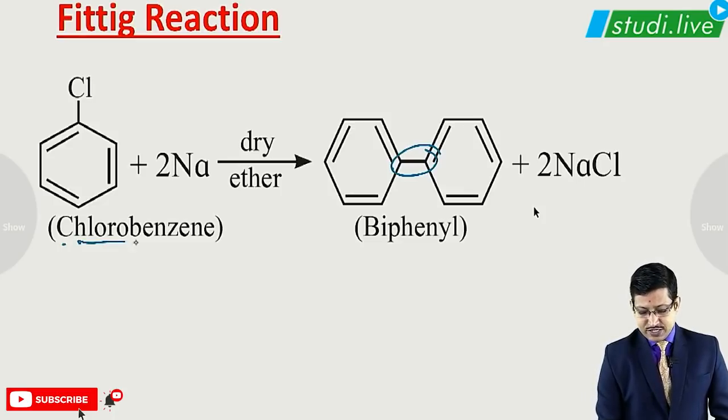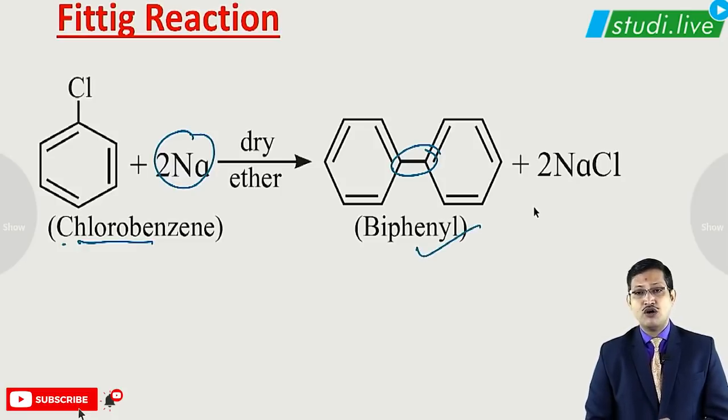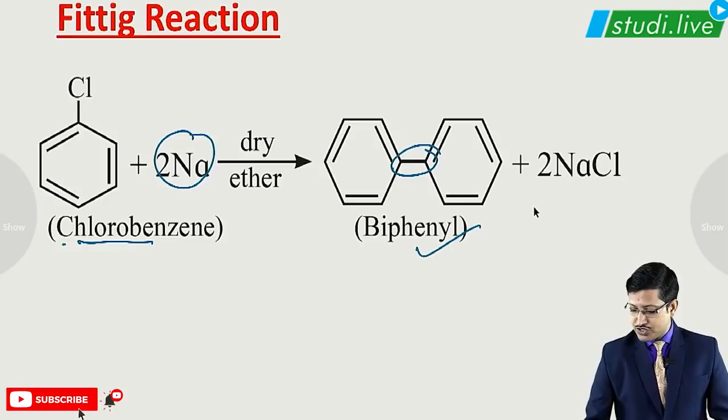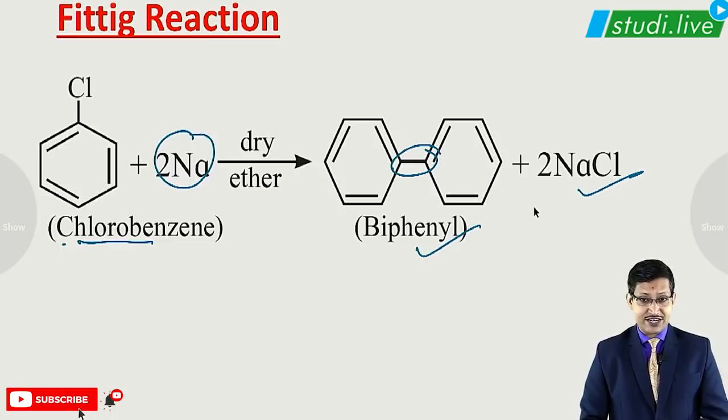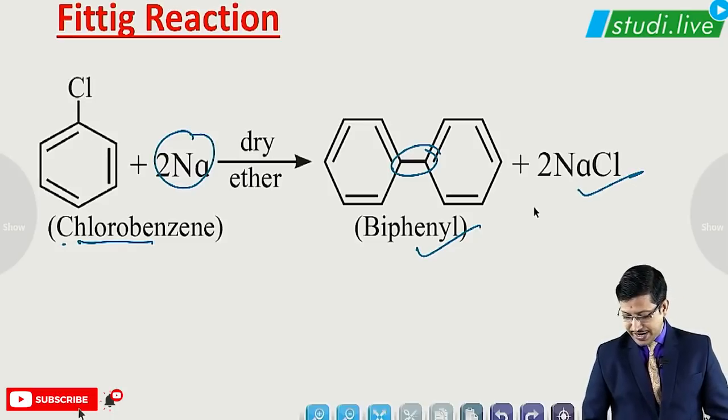So chlorobenzene on reaction with sodium metal in presence of dry ether gives you the formation of biphenyl plus 2 times sodium chloride. So this is the formation of biphenyl, and the name of the reaction, a very important one, Fittig reaction. So see, this Wurtz reaction is one, Wurtz-Fittig is another, and Fittig is the third one. So you should be very clear with all these three different name reactions.